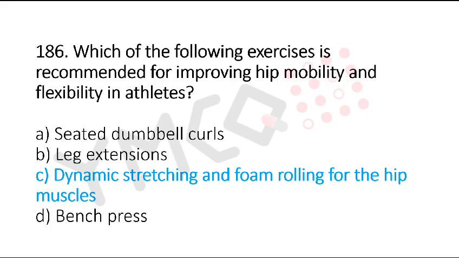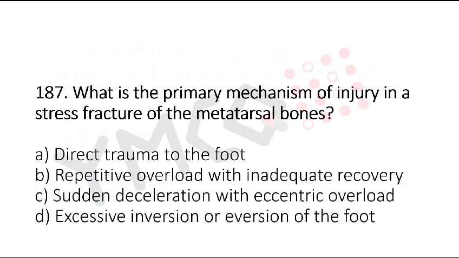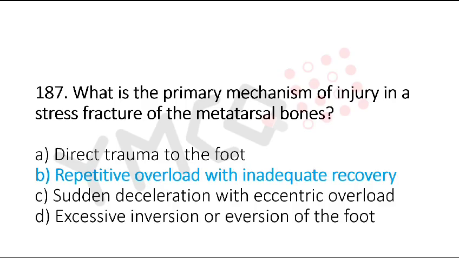Now let's move to question number 187. What is the primary mechanism of injury in stress fractures of metatarsal bones? Option A, direct trauma to the foot. Option B, repetitive overload with inadequate recovery. Option C, sudden deceleration with eccentric overload. Option D, excessive inversion or eversion of the foot. And the answer is option B, repetitive overload with inadequate recovery.